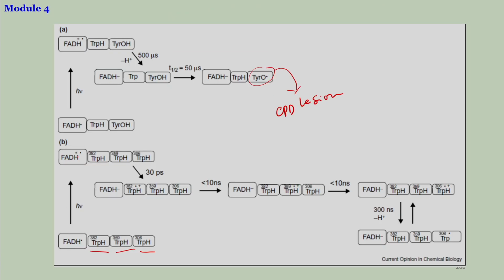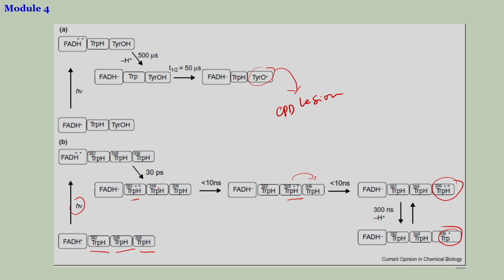So, FAD goes to the excited state through the light, goes to radical formation, then it gets reduced through the tryptophan. Then tryptophan injects, pumps the electron to here, it gets there, again pumps the electron to here. It is kind of like electron hopping or tunneling of electrons, and you get the radical on the tryptophan finally.